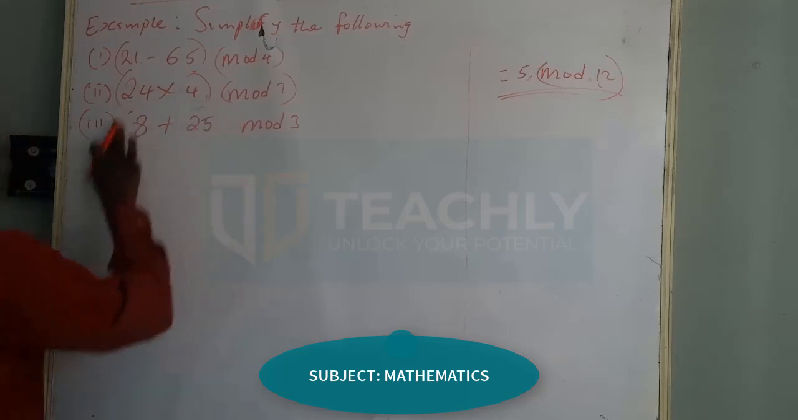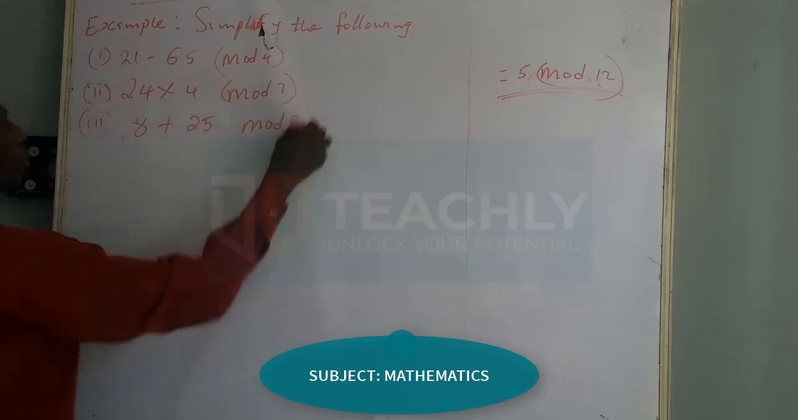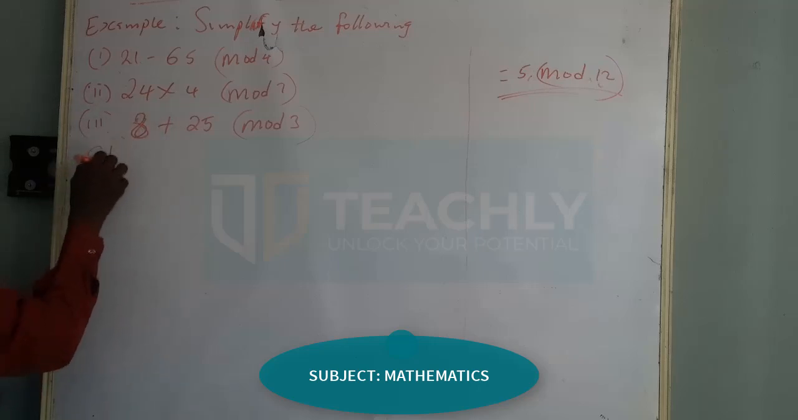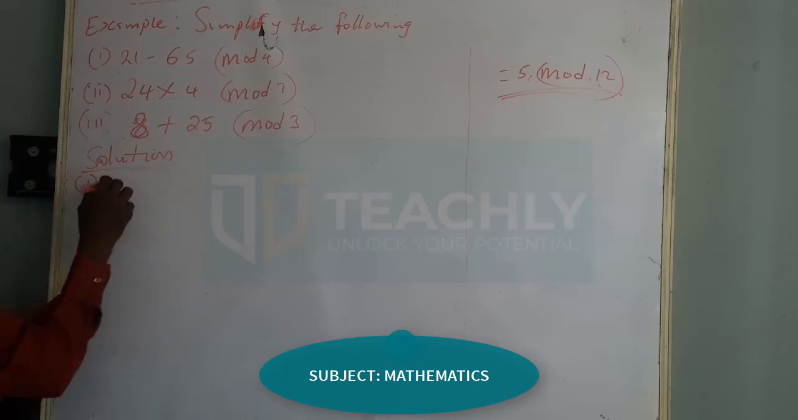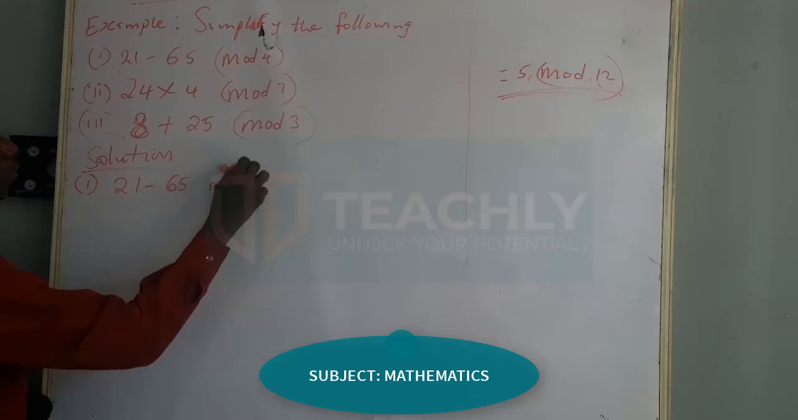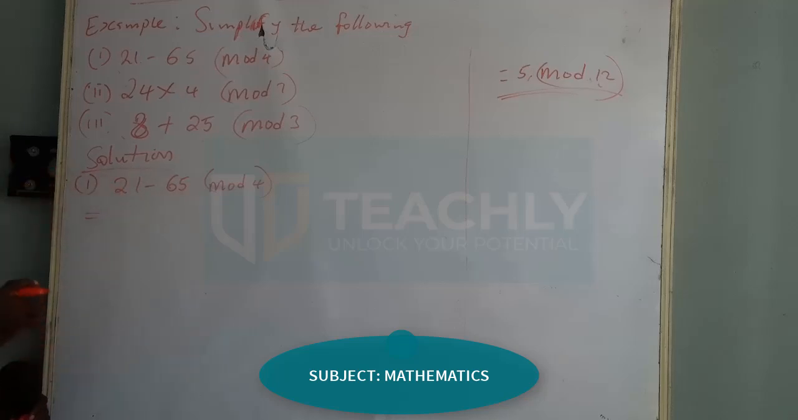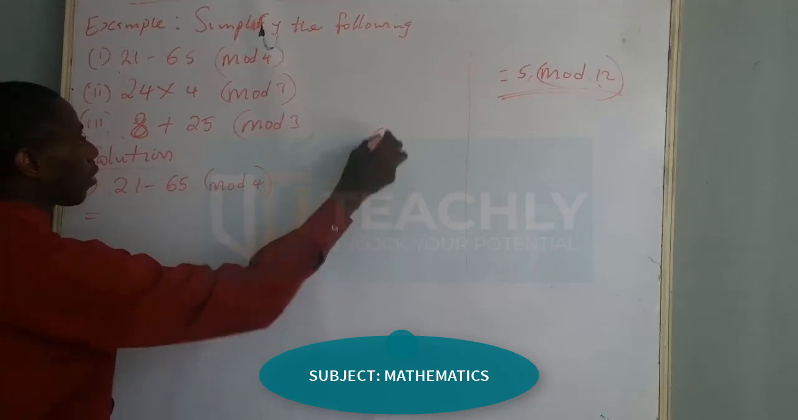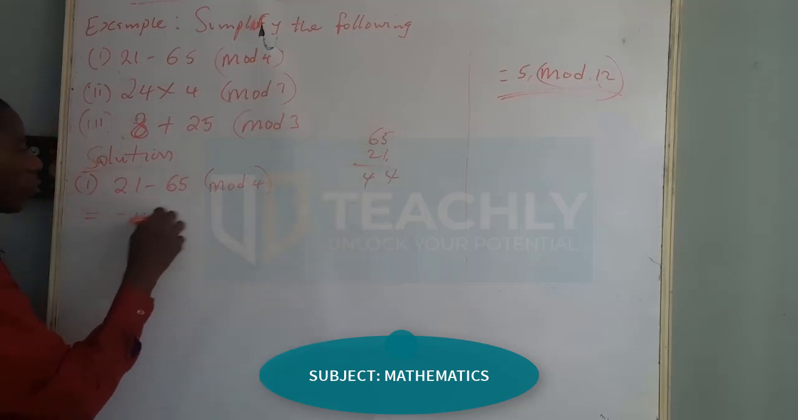You can express it like this: 8 plus 25 in modulo 3. So if you have a number like this, the first one is 21 minus 65 modulo 4. The first thing is to subtract 21 from 65. 1 from 5 we have 4, and 2 from 6 we have 4, so we are going to have minus 44 modulo 4.